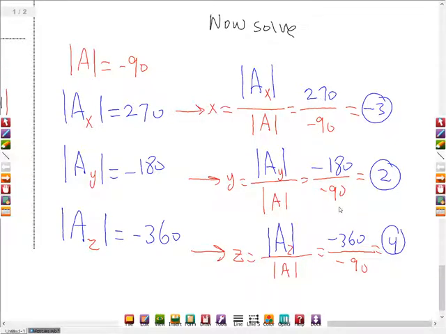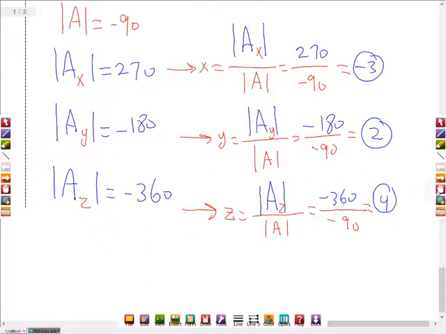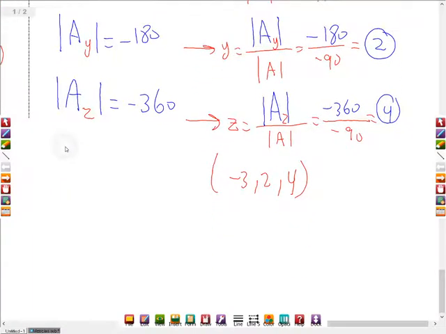Okay, good job. Okay, now. That's my three answers. Then I can write my solution as this. My solution is what now? X is negative 3, Y is 2 and Z is 4. That's my solution. I need to add a very important note for you guys.